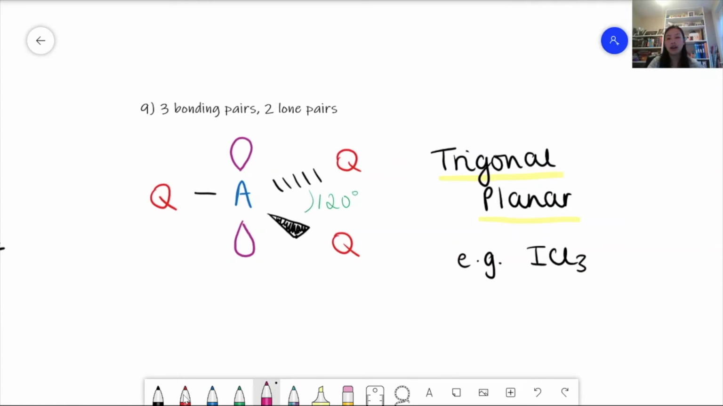And then we have 3 bonding pairs and 2 lone pairs. So we have the lone pairs at the top and the bottom, and this now kind of becomes planar. So because it's planar and they all repel each other by the same amount, we have 360 divided by 3 again, so we get 120. And this is called trigonal planar.